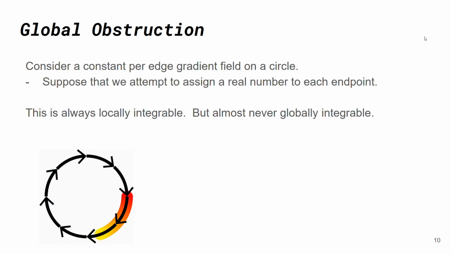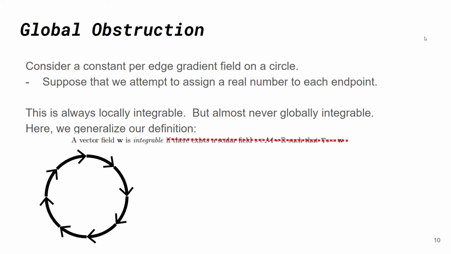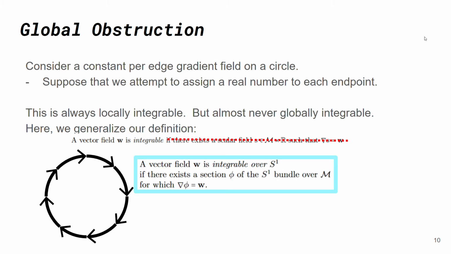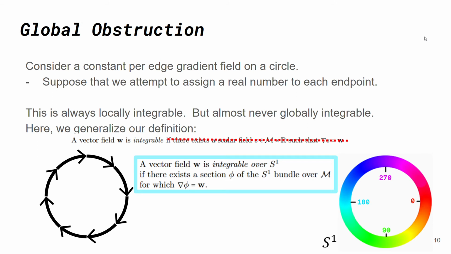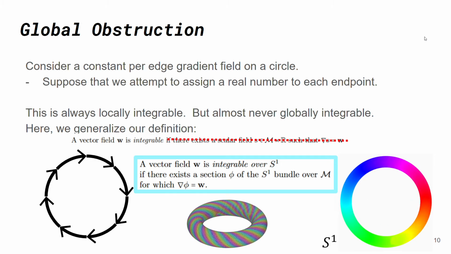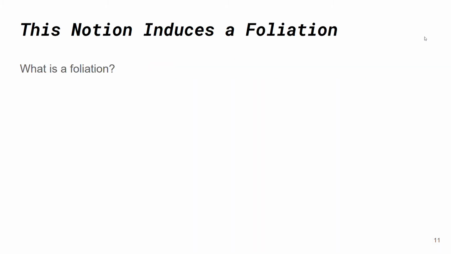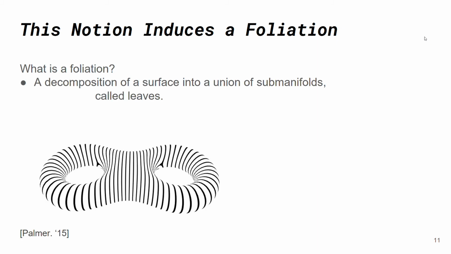This is a bit restrictive, so we now can modify our definition of integrability to, instead of saying that our scalar field is represented as a real number per node, we'll instead represent a circle valued number per node, so an S1 value over our surface. And this gives us a little bit more flexibility in the sort of functions that we can represent on these sort of complicated surfaces.